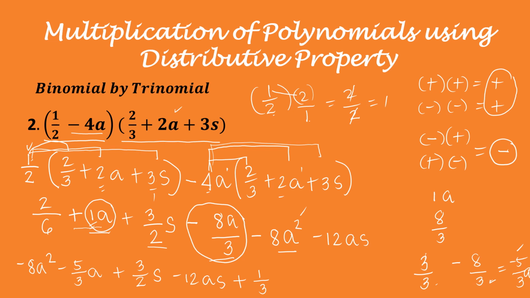So far, have we written all the terms in here, including the 1a and the negative 8a over 3, in simplified form already? Okay, so we have 1 2 3 4 5 6, but they are combined, so we have already 5 terms. 1 2 3 4 5, and this is our final answer.